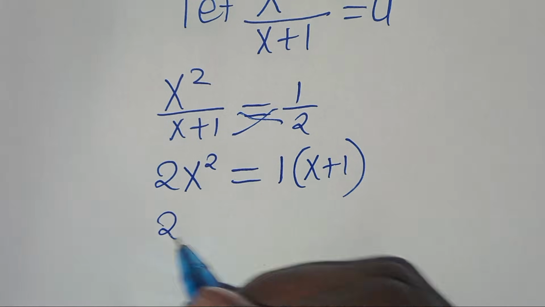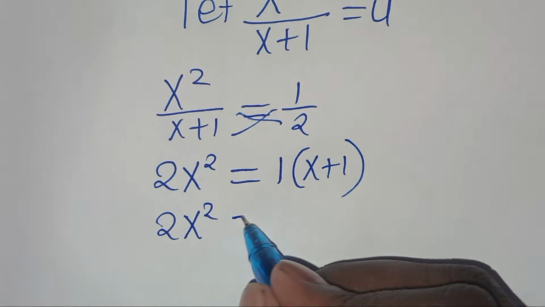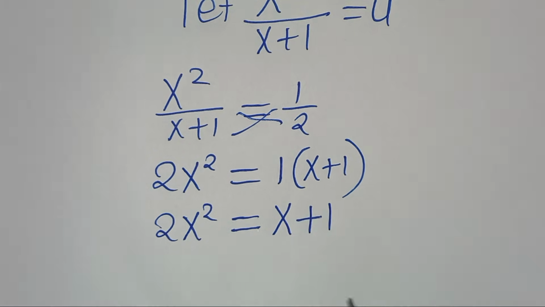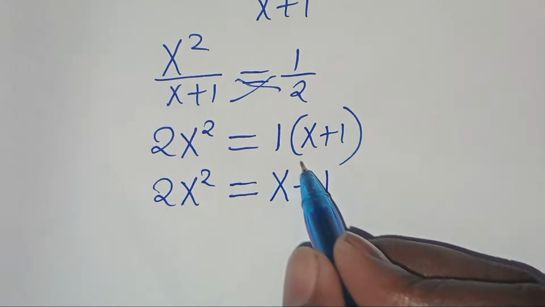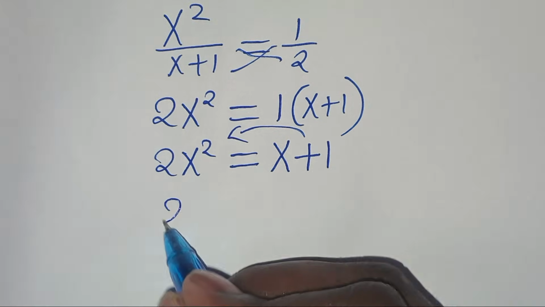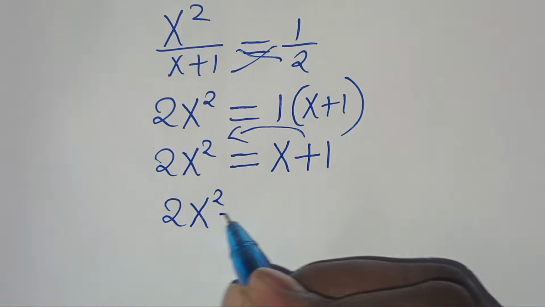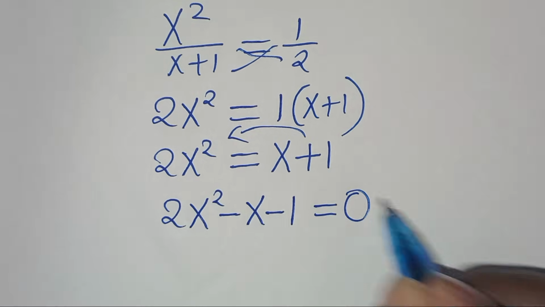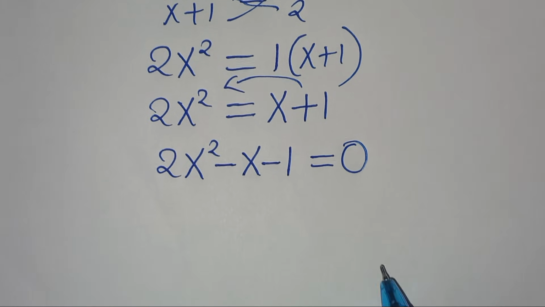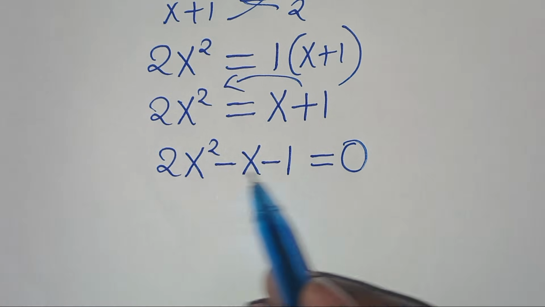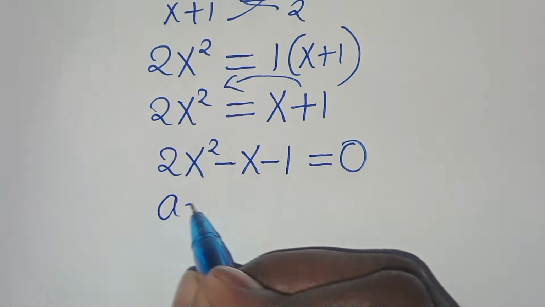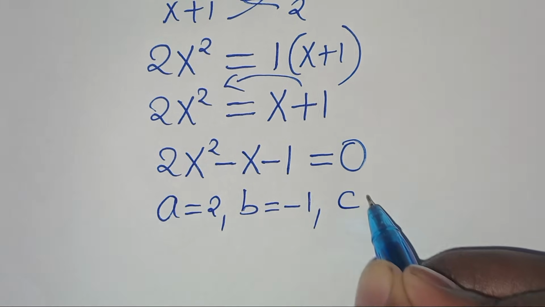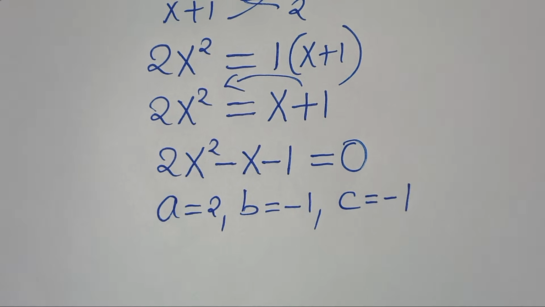So this is 2x to the power of 2 equal to 1 times x, this is x, plus 1 times 1, this is 1. Let's take x plus 1 to the left hand side. So we have 2x to the power of 2, subtract x, subtract 1, equal to 0. So this is a quadratic equation where a is equal to 2, b is equal to negative 1, and c is equal to negative 1.